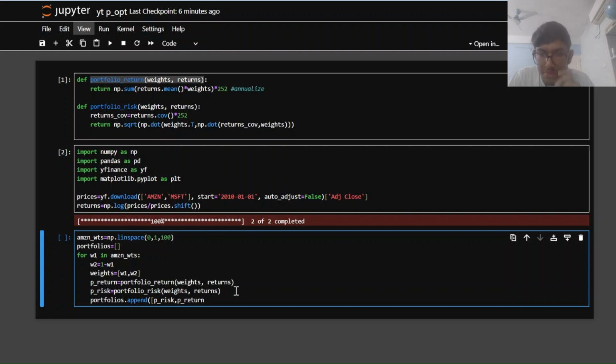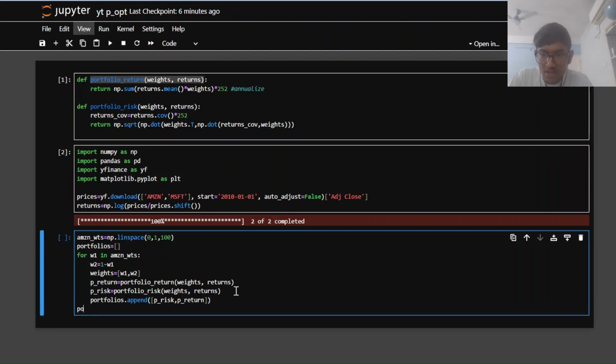So I am putting p risk as our first element because I want p risk to be on my x-axis and p return to be on my y-axis, right? And I convert this portfolios array to a numpy array. Portfolios equals numpy dot array portfolios, right?